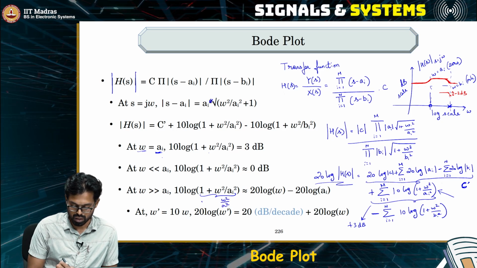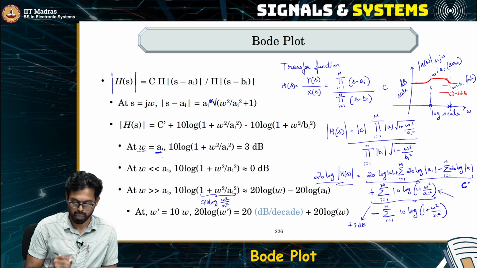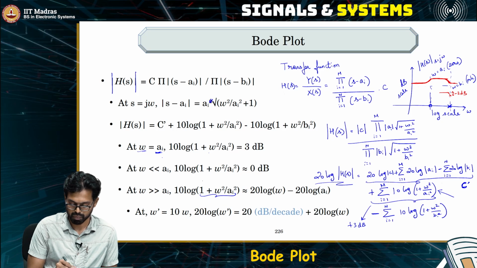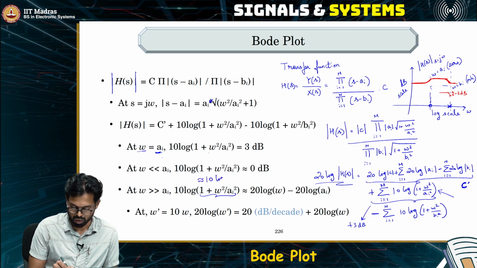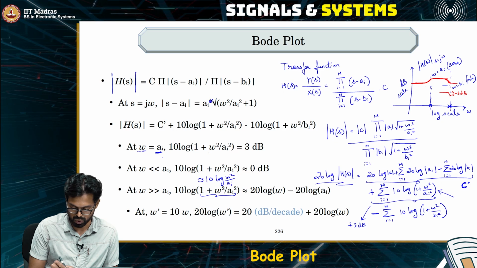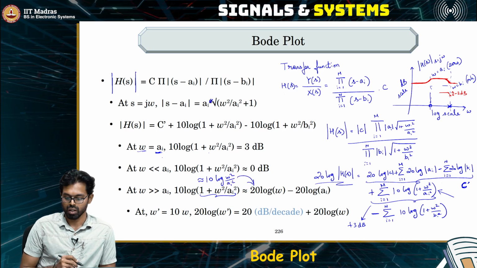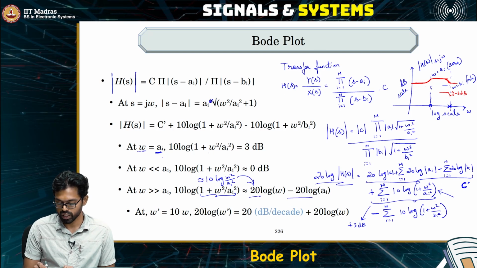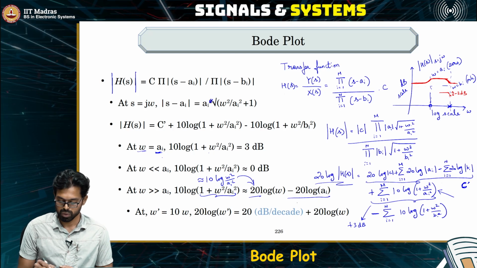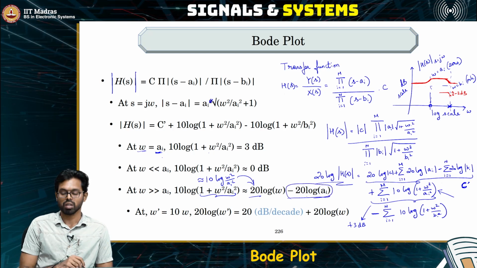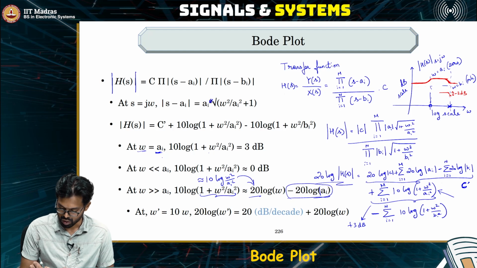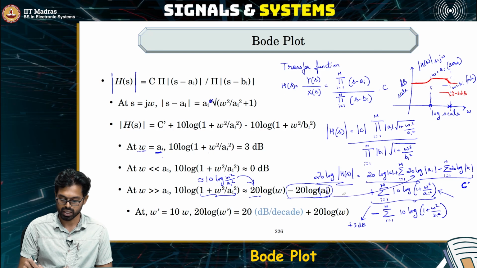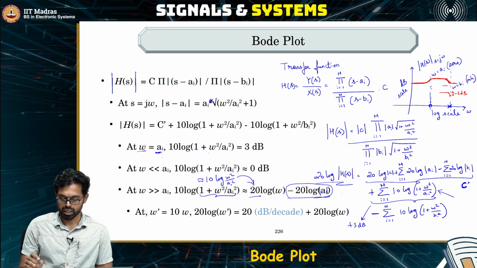Now, you take the log of this. The log of this is nothing but 10 log omega square by a_i square. Now, if you take the log, there is a square which comes outside, so because of which you get 20 log omega minus 20 log a_i. Okay. Now, this is some constant. In fact, this constant would just get cancelled out with the constant that is present inside the c dash. So that is just a constant.